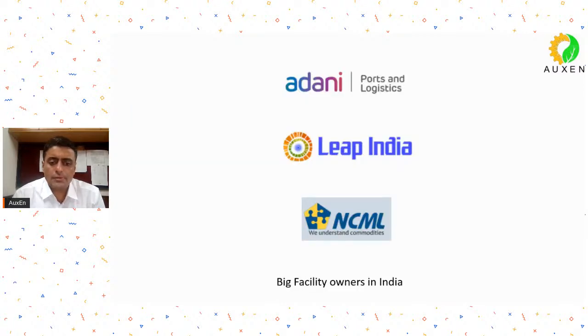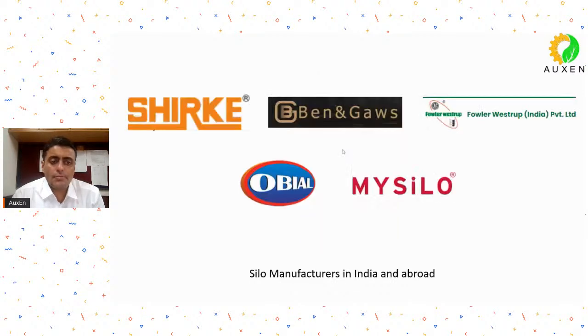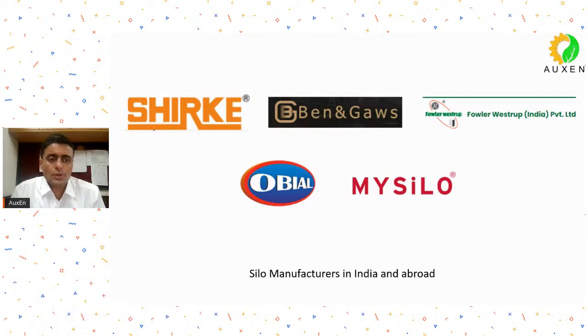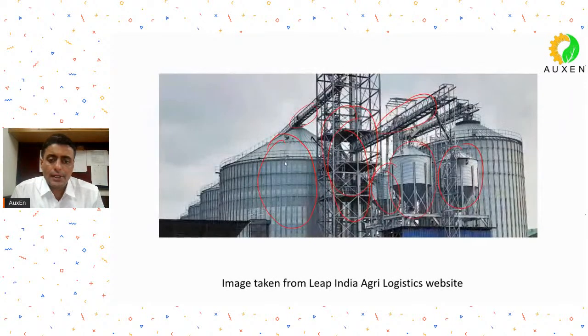I just mentioned some big silo facility owners in India and some big manufacturing companies. So Shirke is Pune based. This Ben and Jaws is based in Delhi. Fowler Westroop has an office in Bangalore, I think. And these last two companies are Turkish in origin. So these are some big silo manufacturers in India. When I say silo manufacturer, I'm talking about this entire assembly, the entire grain storage system that they manufacture and supply.